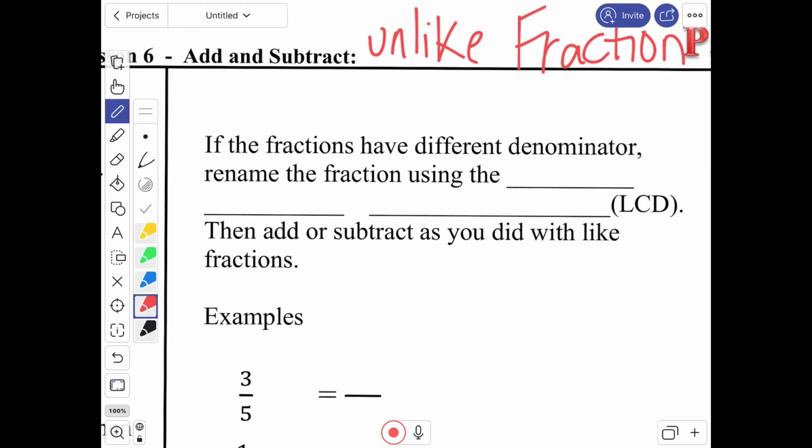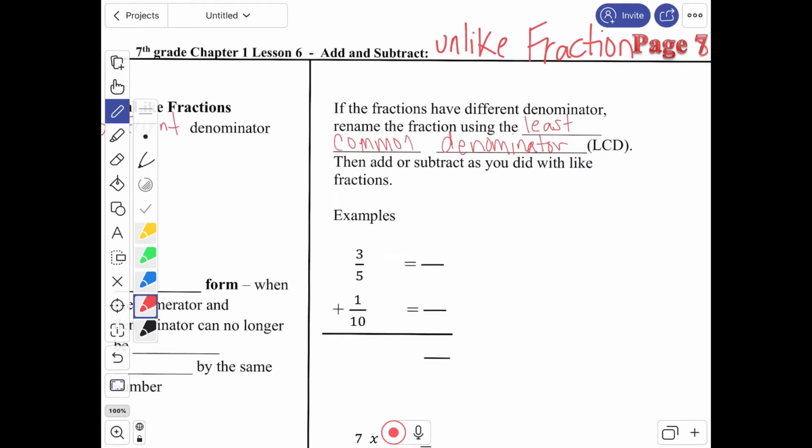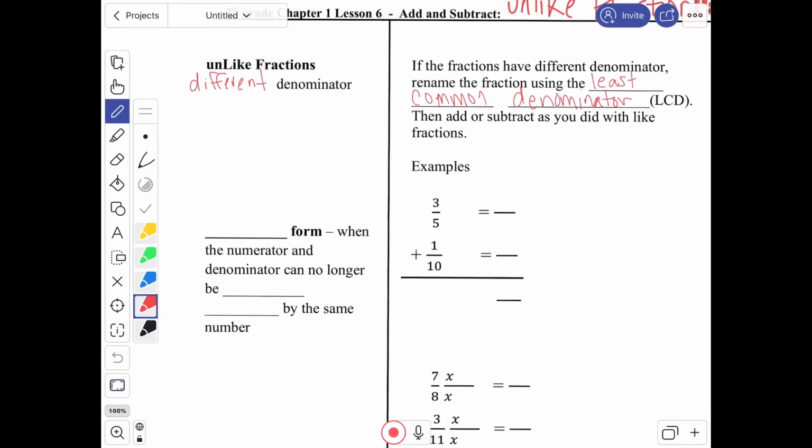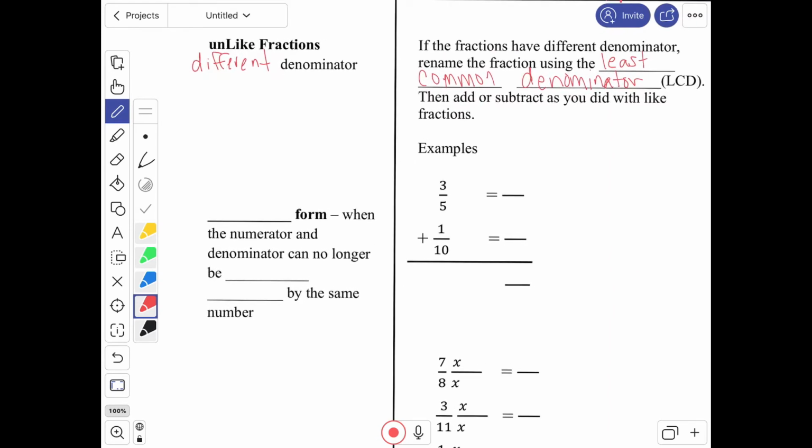If the fractions have different denominators, we rename the fraction using the least common denominator, the LCD. So let's work an example.